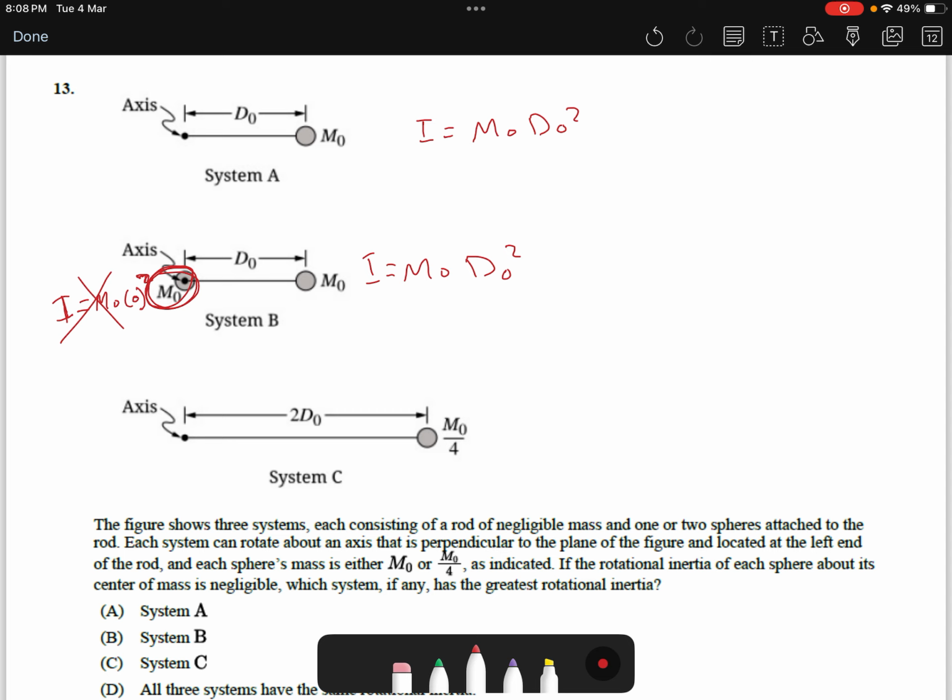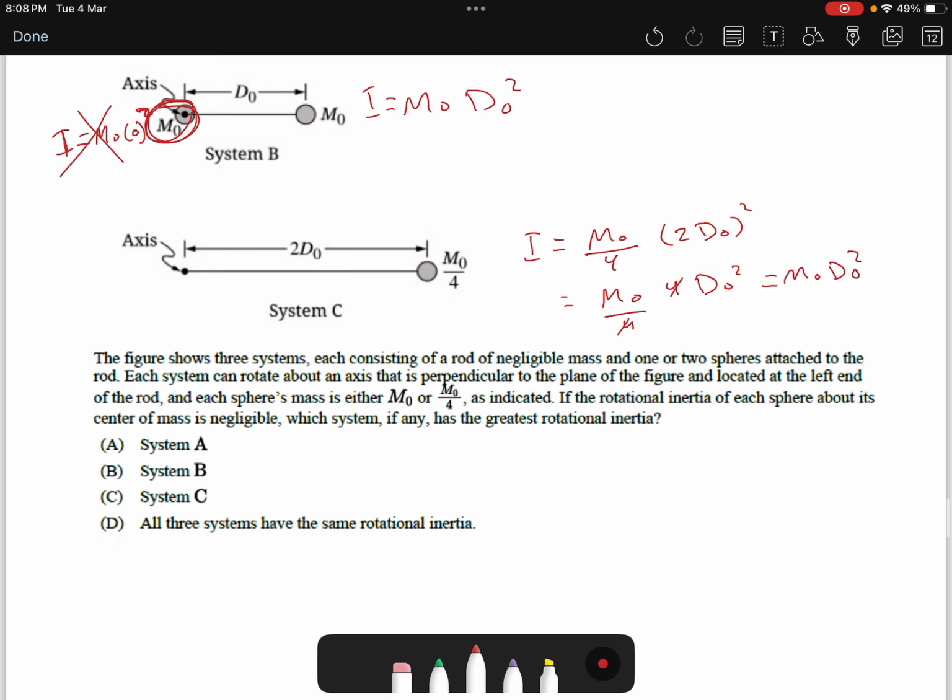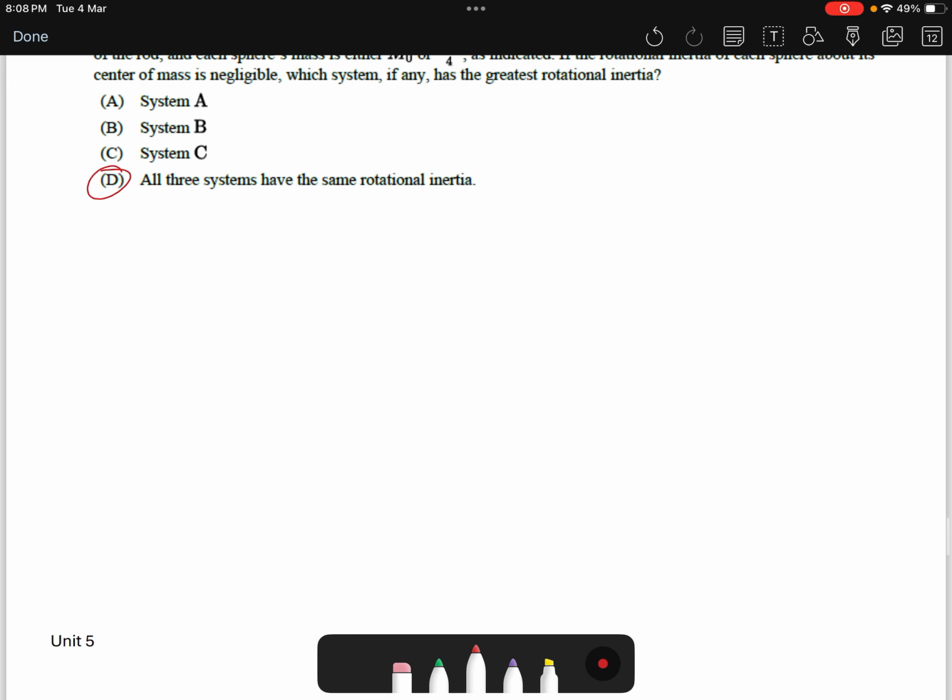For the third one, I equals m0 over 4 multiplied by 2d0 squared. That means m0 over 4 times 4 d0 squared. 4 will cancel 4. The answer is m0 d0 squared. So which one is the greatest? Actually, all of them have the same rotational inertia.